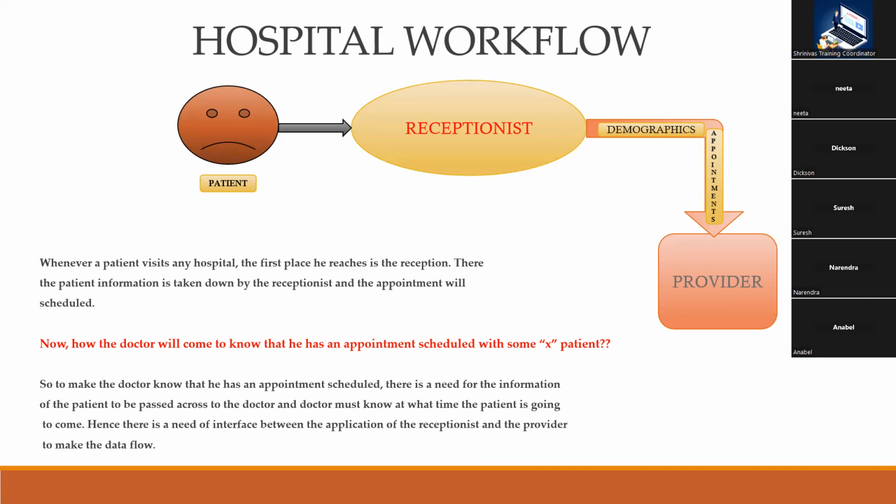So what happens in a hospital? Whenever a patient visits, he will visit the receptionist. The receptionist will ask whether the patient is coming for the first time or has been to the hospital earlier, right? If he's coming for the first time, then the receptionist will take the entire data of the patient and save it in their system electronically. As soon as the patient details are captured, those are called demographic data. And then an appointment is scheduled for the patient, and that information will be sent over to the doctor's desk.